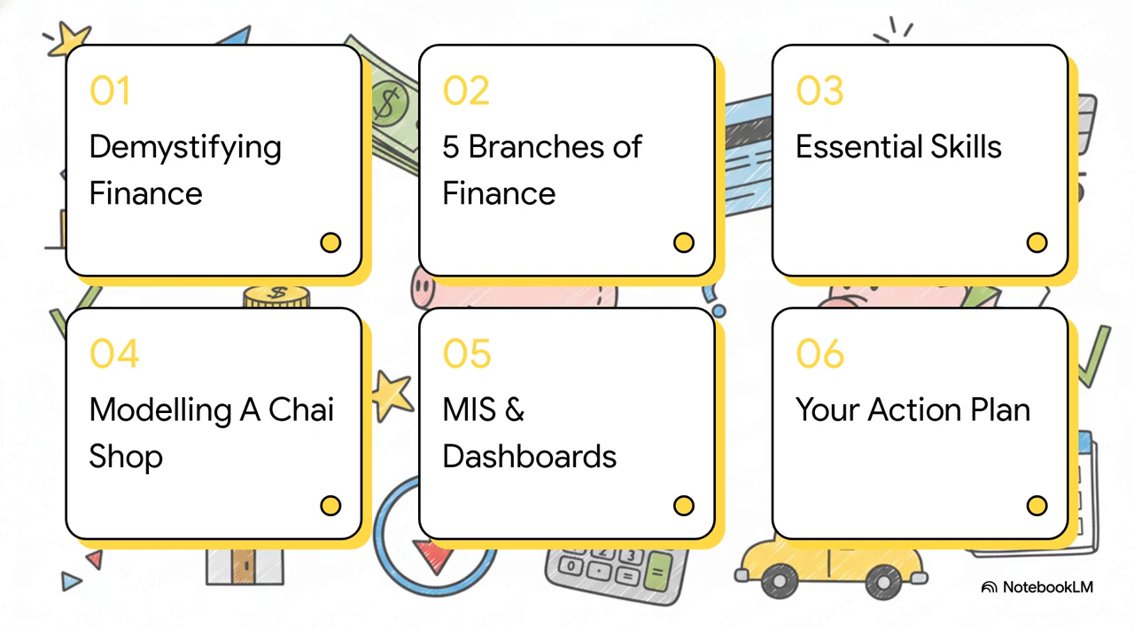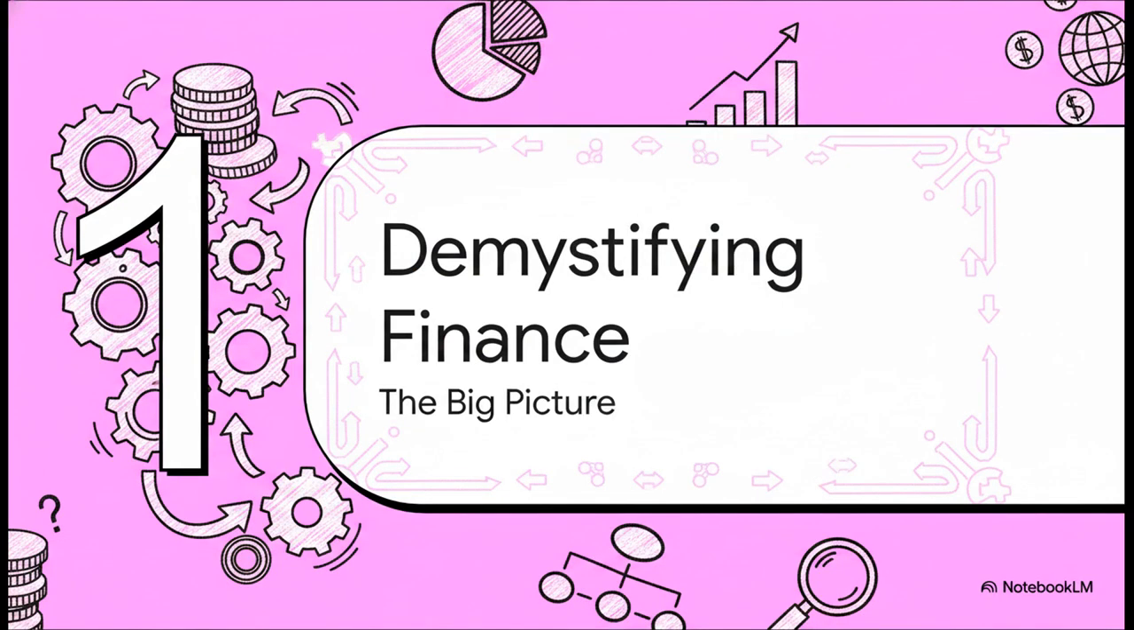Okay, here is our game plan for today. We'll start by demystifying the finance world. Then we'll map out its 5 main branches. After that, we're looking at the essential skills you need, modeling a real-world chai shop, which is super fun, diving into MIS reporting and dashboards, and finally, building your very own action plan. Let's get into it. All right, Section 1.